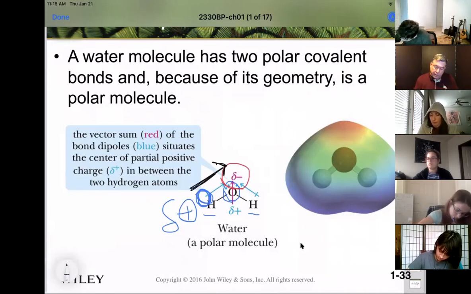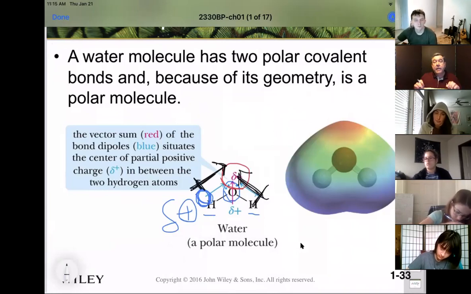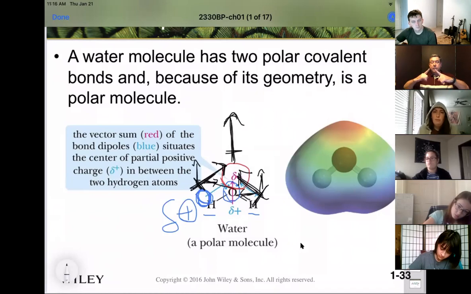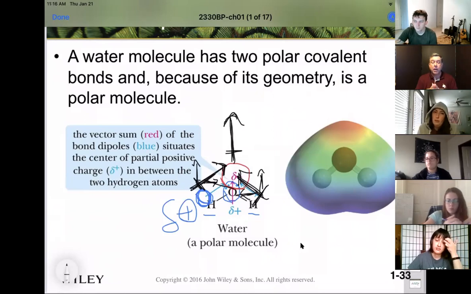The other bond is going in this direction here. Now, these are equal in strength, but they are not equal and opposite in direction. So each of these vectors actually has two components: one is up and one is to the side. The ones to the side cancel each other out, giving us a net dipole in this up and down direction. Since we have two vectors pointing up, we have a net polar molecule.